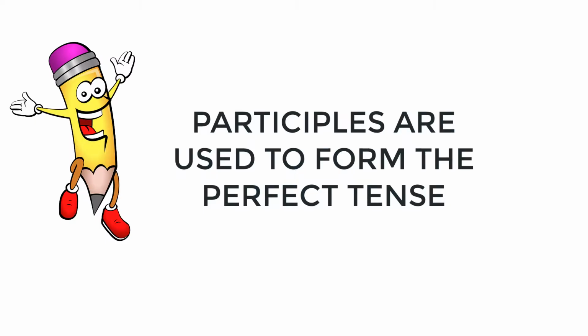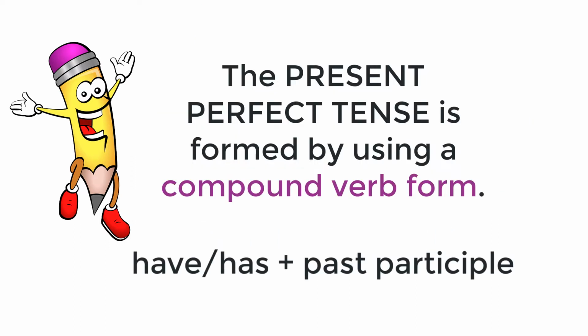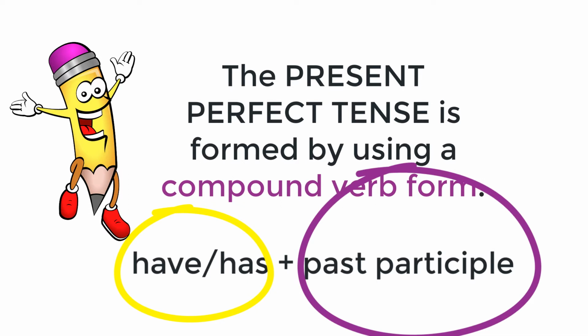To form the perfect tense, we use a verb form called a participle. For the perfect tense, we will use the past participle. And to make the present perfect tense, we will use a compound verb form by using the present tense of have or has, plus the past participle of a verb.